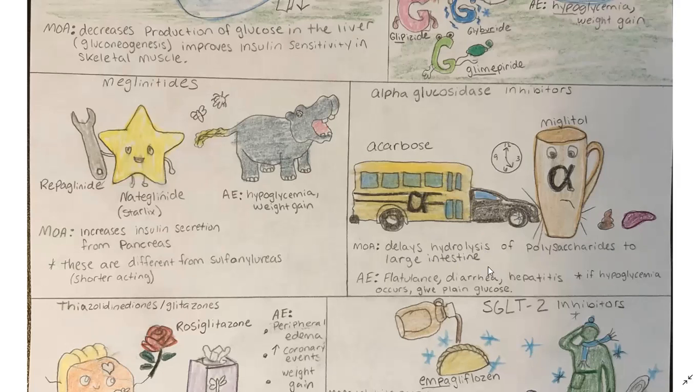And so adverse effects are flatulence. So it's not shown very well, but this mug is farting. And we have diarrhea again, hepatitis, that's liver. And then a key point here, if your patient who's taking these drugs becomes hypoglycemic, you need to give them plain glucose because any other glucose would be inhibited from getting to the large intestine and therefore it wouldn't work.